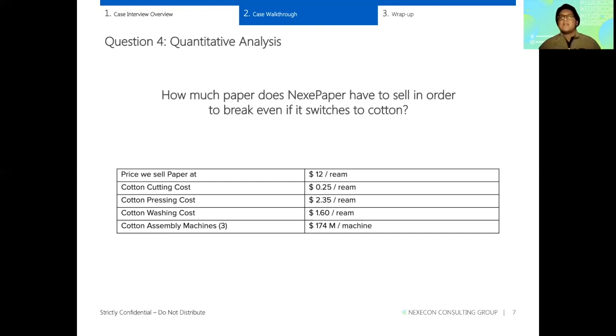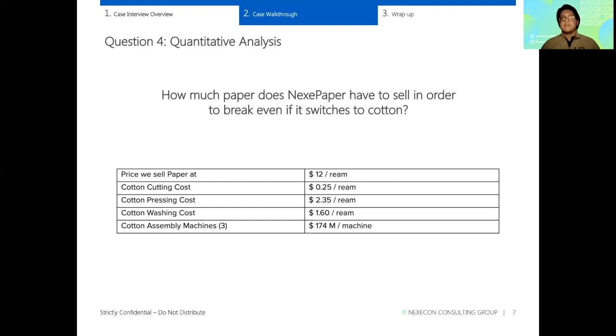So if the fixed cost of each machine is 174 million and they need 3 machines, that would be 174 times 3, which is going to be 522. So it looks like the fixed costs are 522 million. And then I think the way that we can do this is figure out the profit per ream and see how many reams we need to sell in order to completely cover all of those fixed costs.